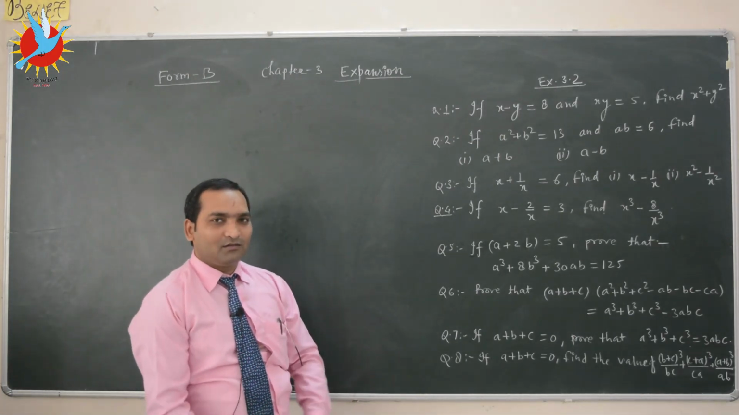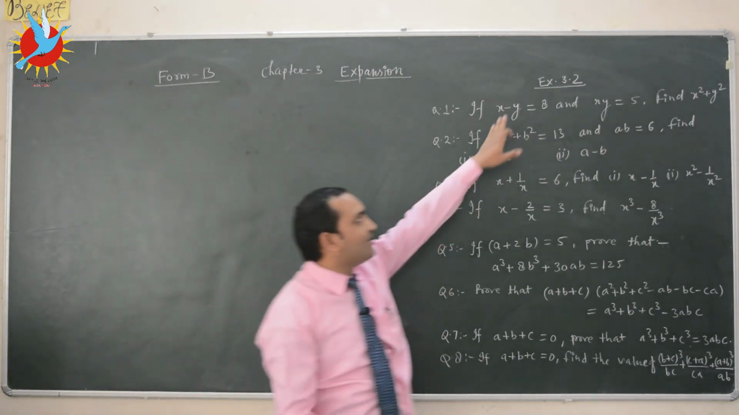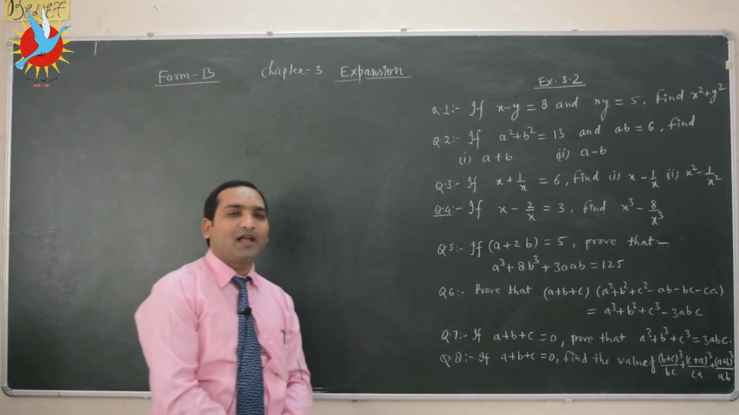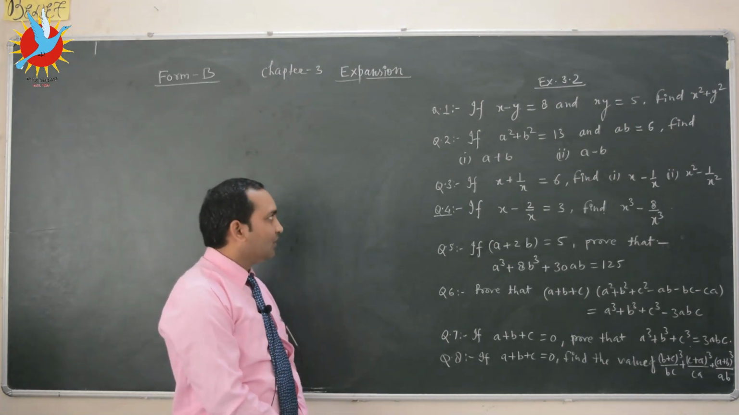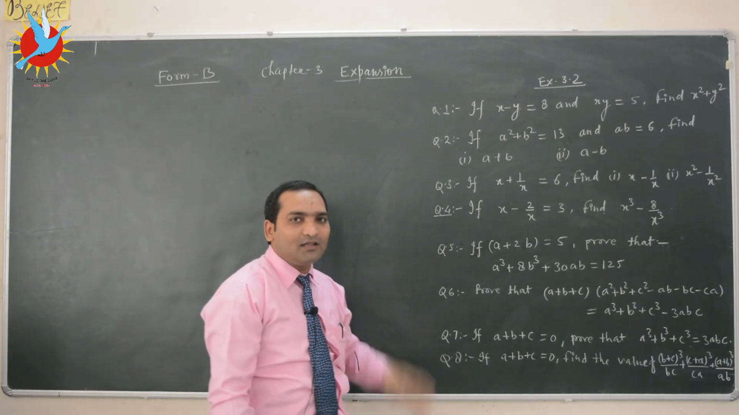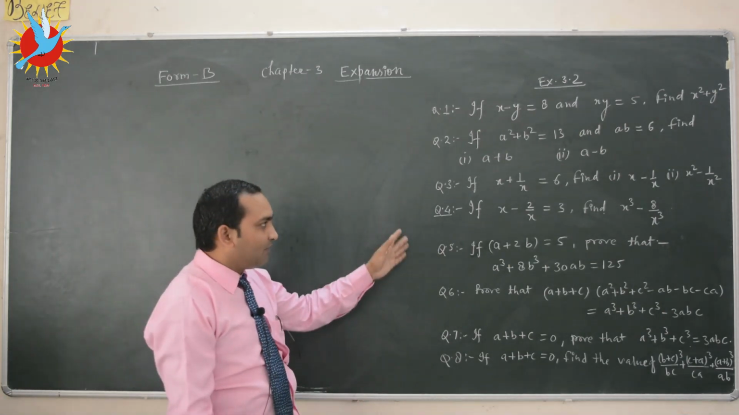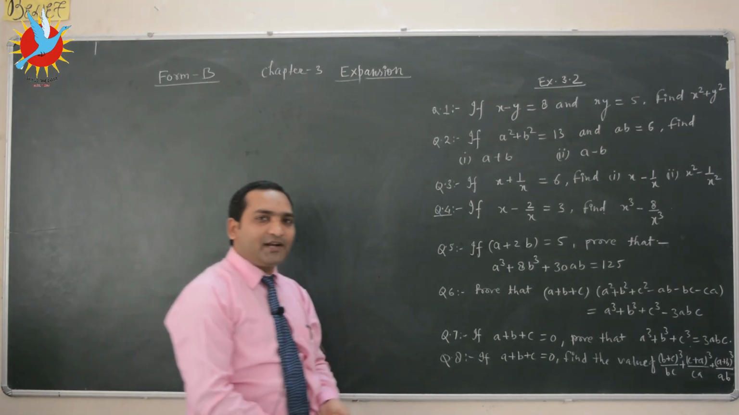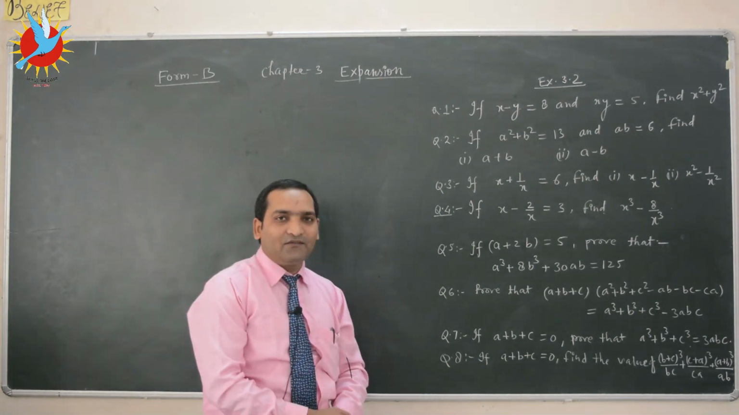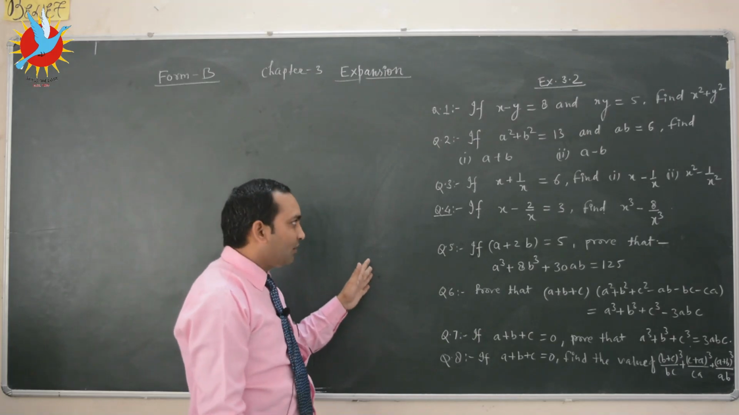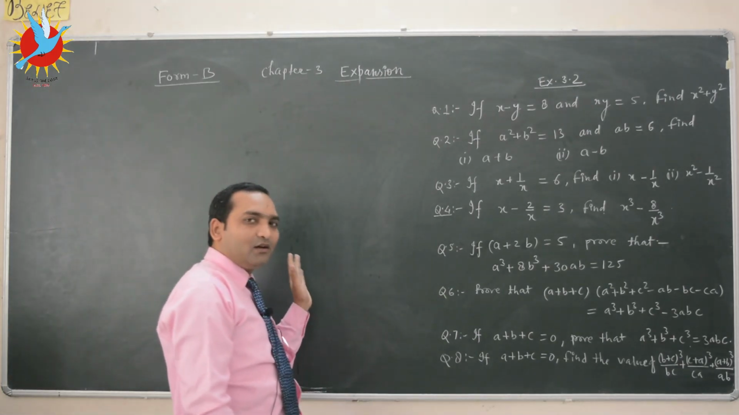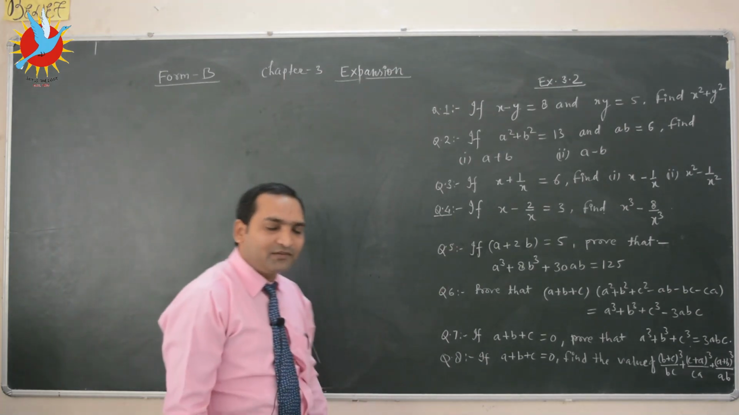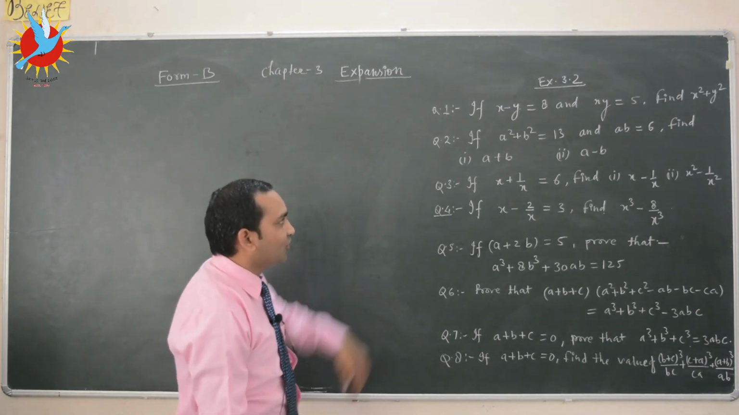Let's solve some questions from exercise 3.2, which is based on the algebraic identities. These questions are based on the algebraic identities. We read different formulas related to this chapter in the previous video. We discussed all the formulas which are related to these questions.